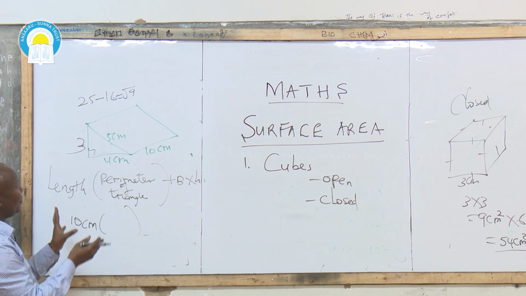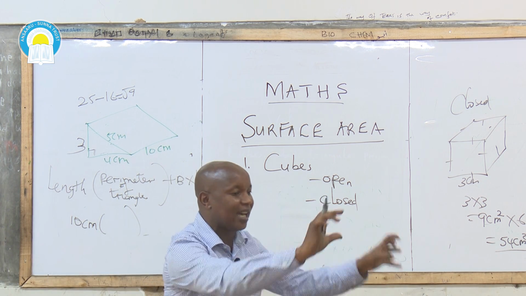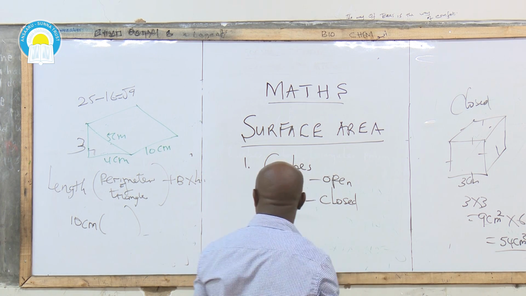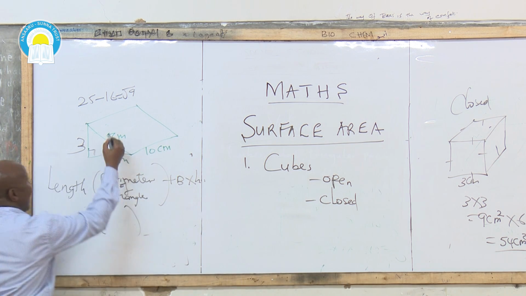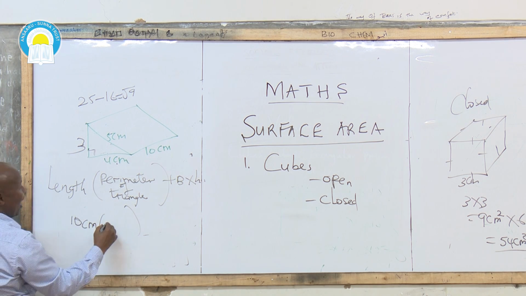So now, to get the perimeter, remember perimeter is just adding all the way around. The distance around a figure, that's what we say perimeter. In our case now, we have 5 added to 4 added to 3, which gives you 12.